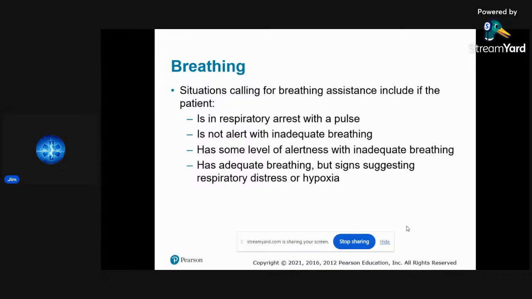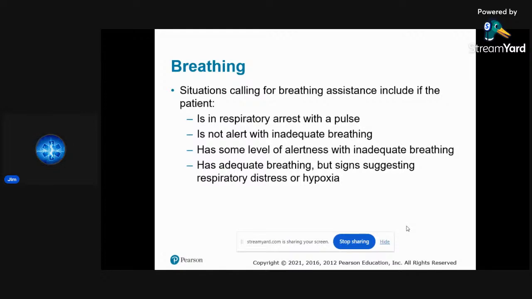Breathing. Sometimes we're going to have to assist their breathing. Some of those situations would be if the patient's in respiratory arrest with a pulse, if they're not alert with inadequate breathing, which we talked about last chapter, if they have some level of alertness with inadequate breathing, or if they have adequate breathing but signs suggesting they're in respiratory distress or hypoxic.